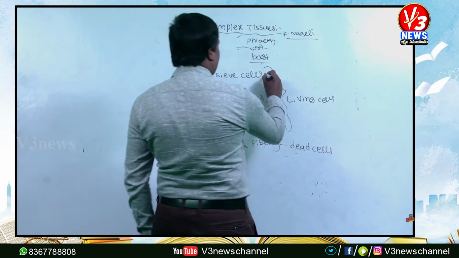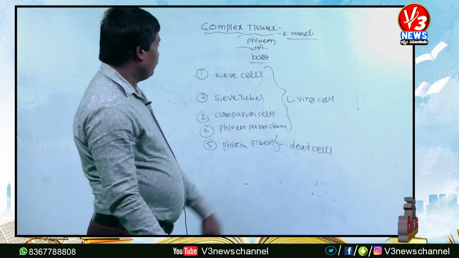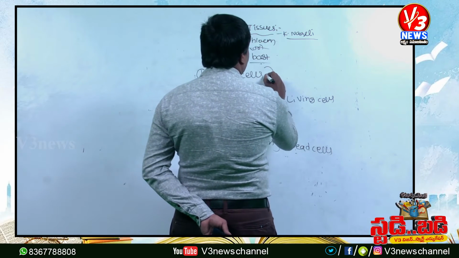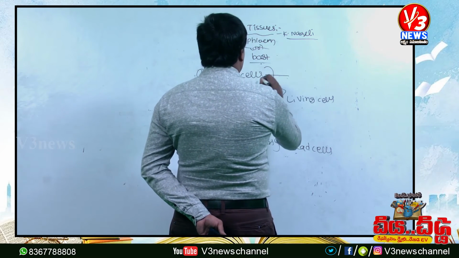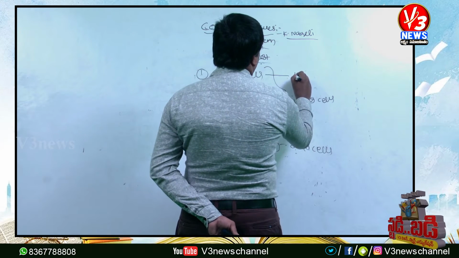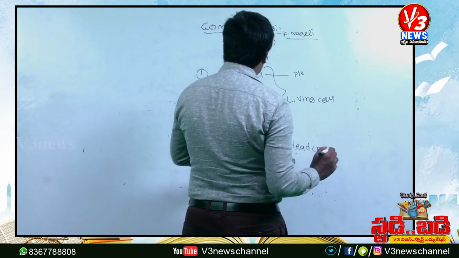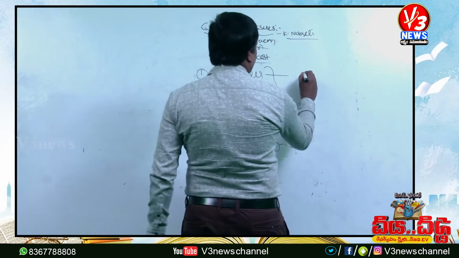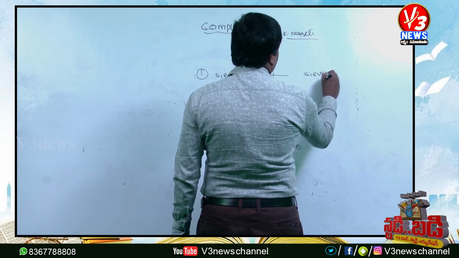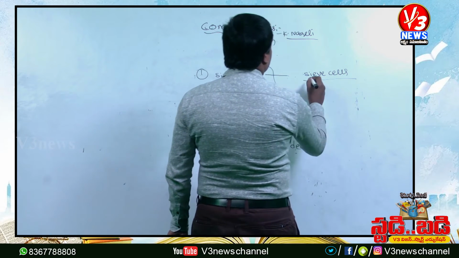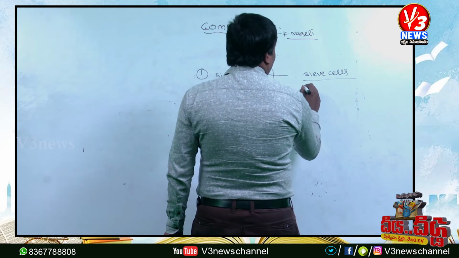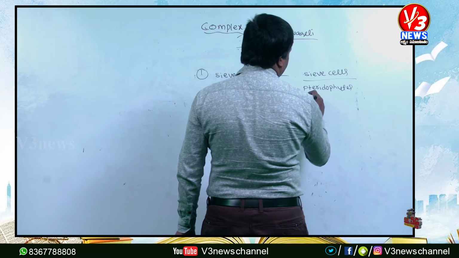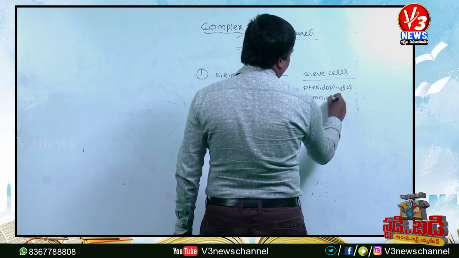Then sieve cells, sieve tubes, and sieve elements are the important food conducting channels. Sieve cells are the food conducting channel in pteridophyta and gymnosperms. The first kind of cell is the sieve cell. They are the food conducting channel in pteridophytes and gymnosperms.